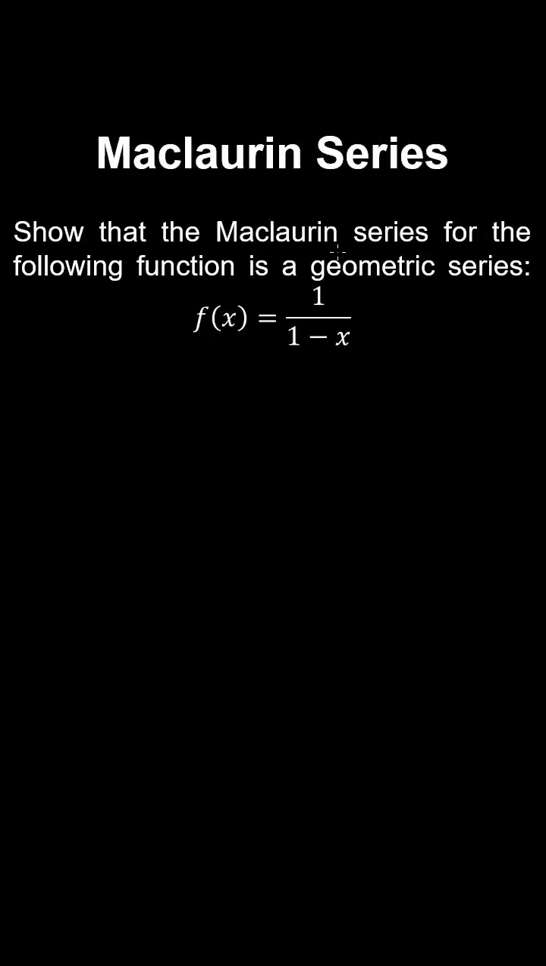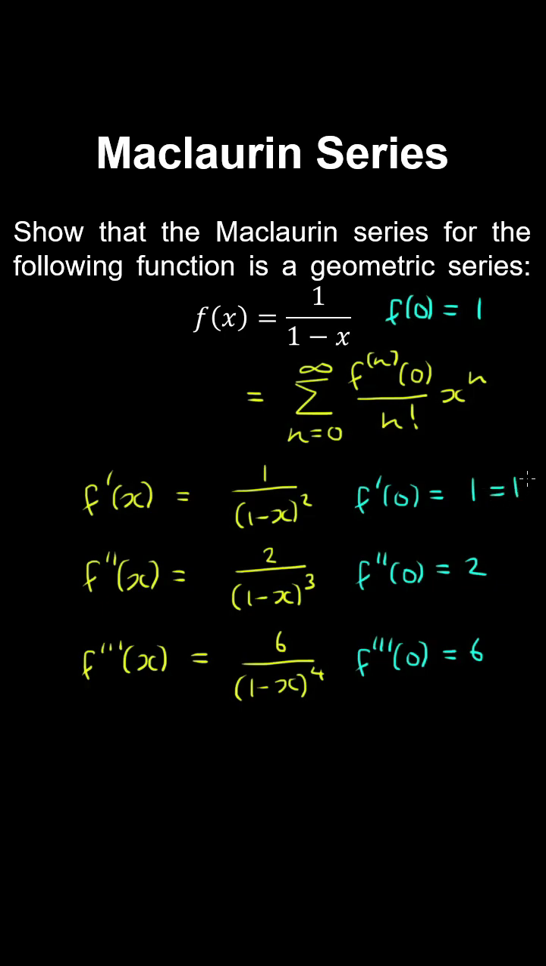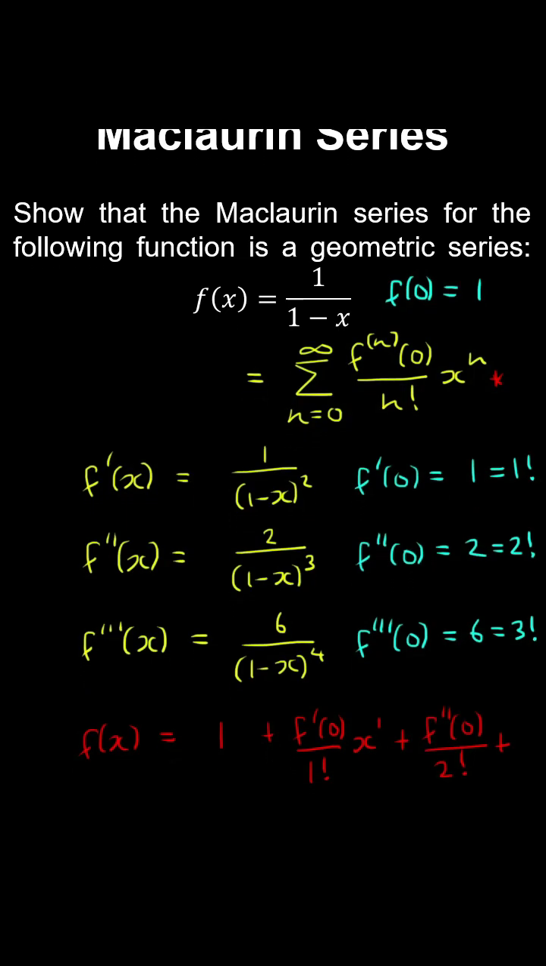Let's show that the Maclaurin series for the following function is a geometric series. So remember the form of the Maclaurin series. We differentiate the function a number of times and evaluate the function and its derivatives at x equals 0. And you can see that these are factorials. And now we can write out our expansion, so that will be f of 0 plus the derivatives on the factorials by x to the power of n.